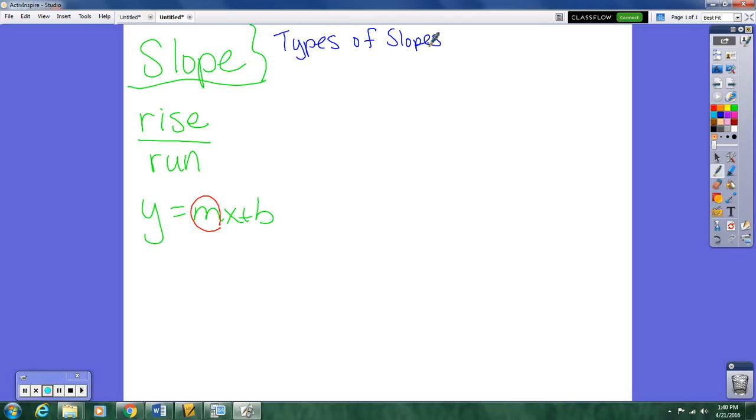Okay, so Linda just told us the equation, y2 minus y1 over x2 minus x1. That's the equation to find the slope. Definitely something we need to know. And I know the types of slopes. 4 different types of slopes.